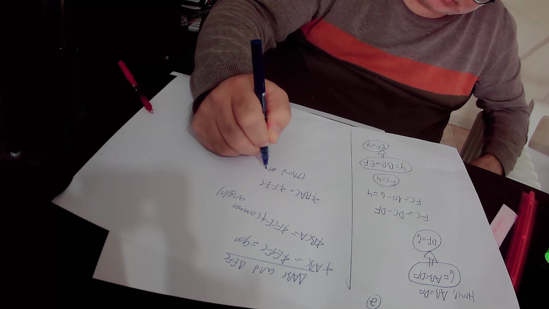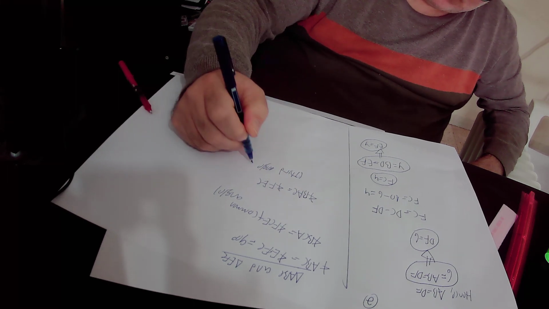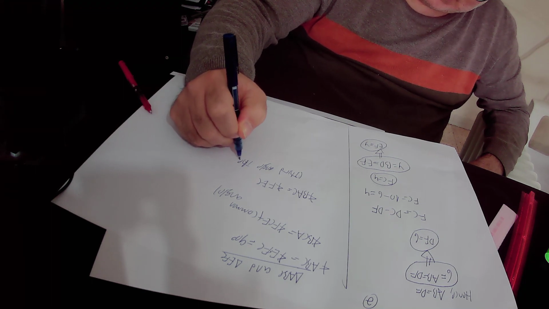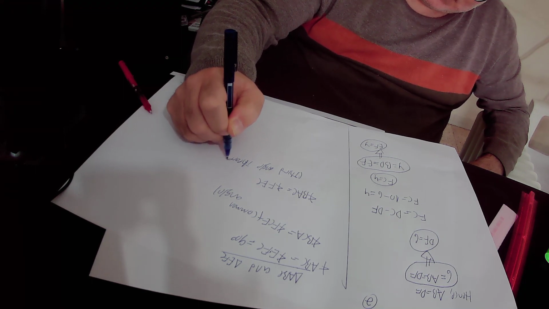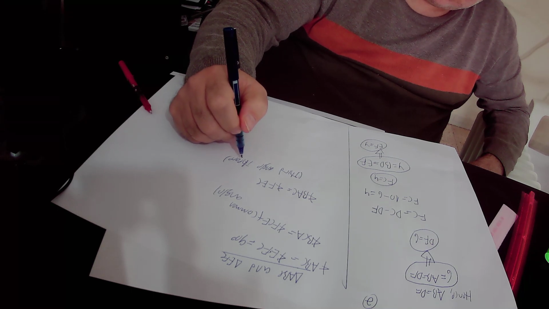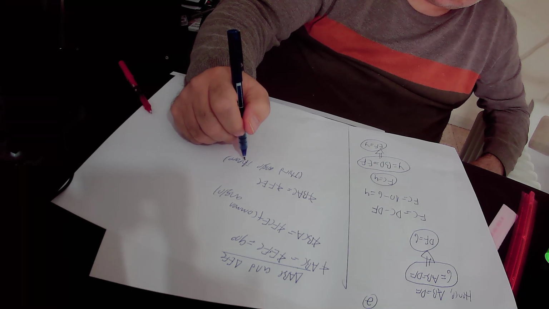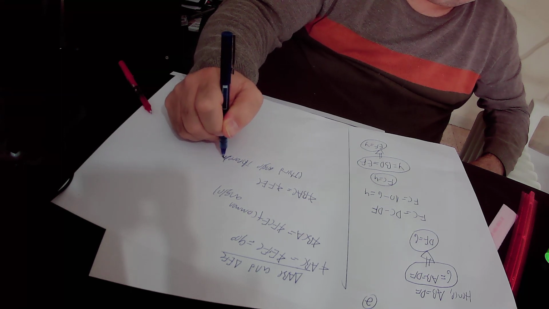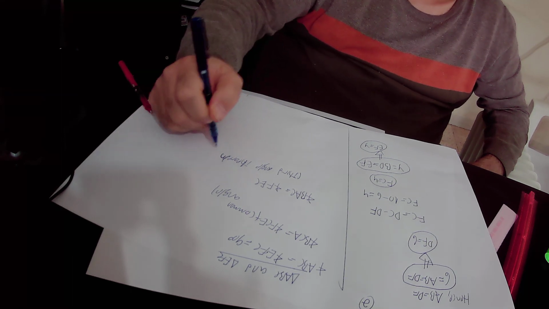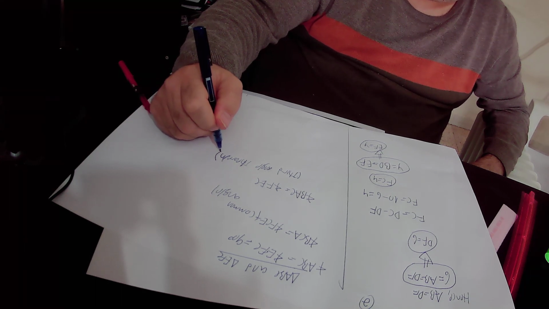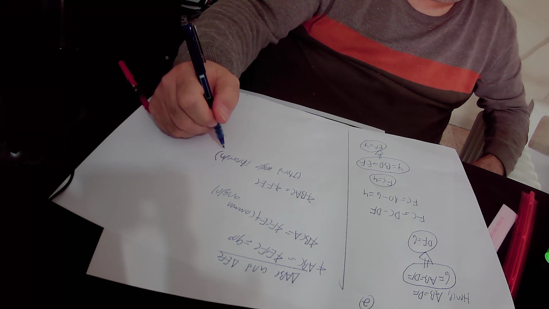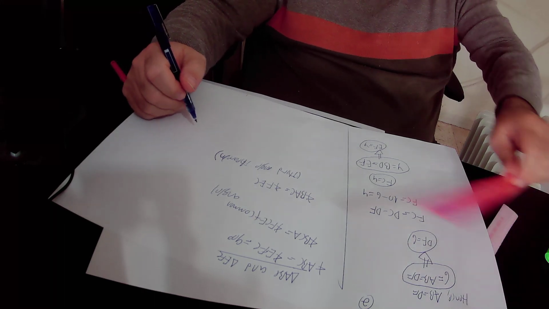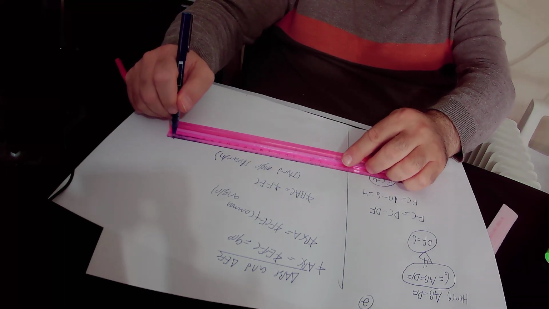Third angle theorem. So what is the third angle theorem? The third angle theorem says that if two angles in one triangle are equal to two angles in another triangle, then the third pair of angles must also be equal to each other in both triangles, because the angles sum to 180 degrees.